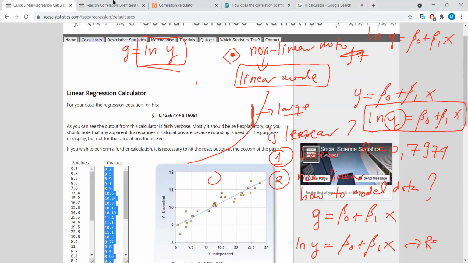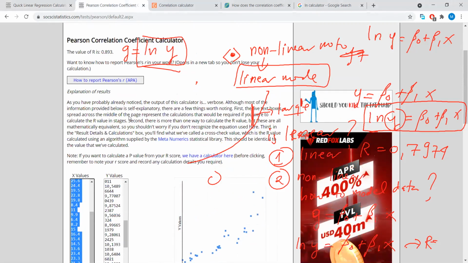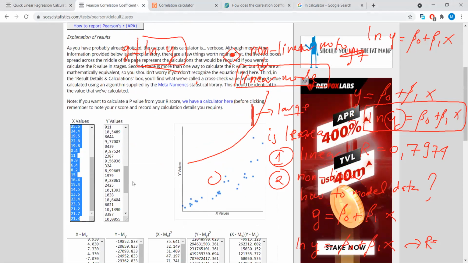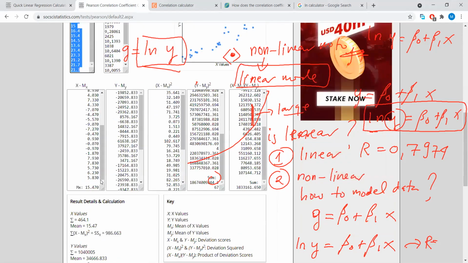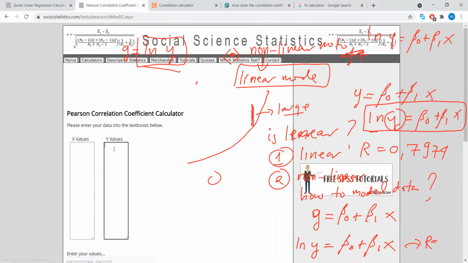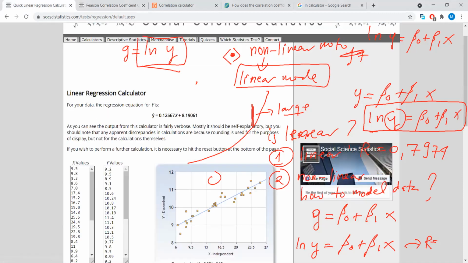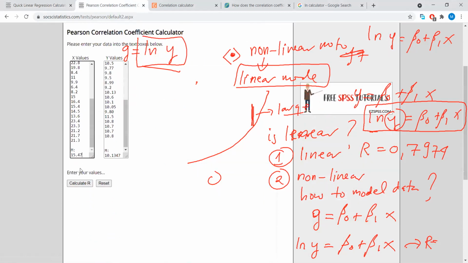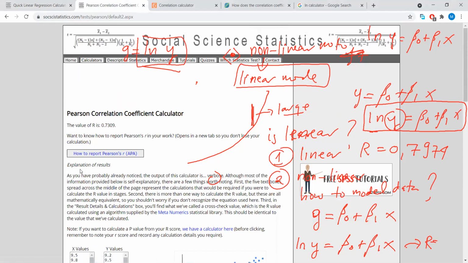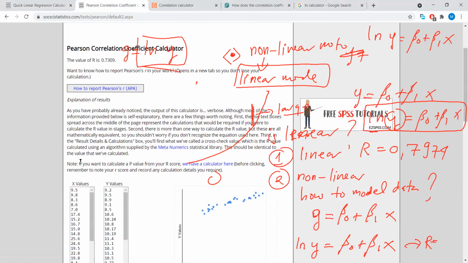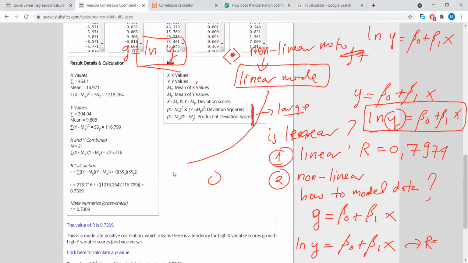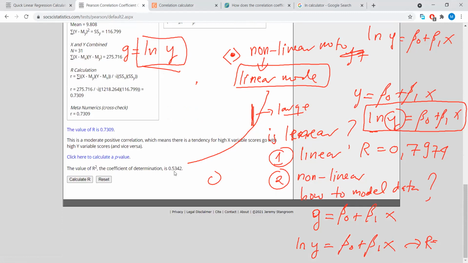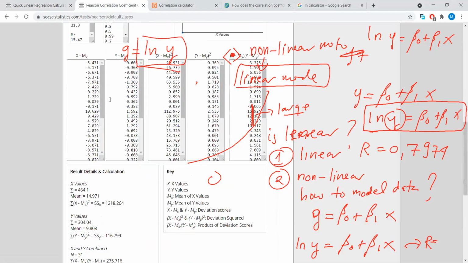Whoa, dangerous. Let me reset this first. It's 0.5, sir. Are you sure? Yeah, I put it smaller.